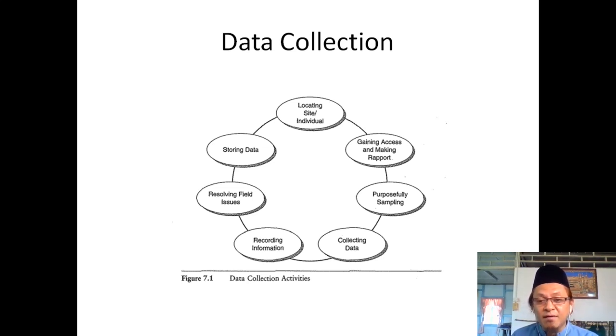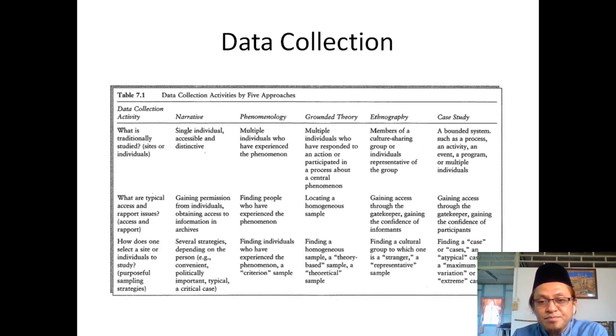In terms of sampling and population, I also have a different video or lecture on that. Please refer to it later on. Normally you will definitely be using purposive sampling, and then you will do data collection, interviewing or observation or document review, and then you will record that information, and then you have to resolve certain issues in the field, store the data, and analyze the data. This is about data collection, not analyzing yet. So you have to store the data. Once you have collected it, you have to analyze it, of course.